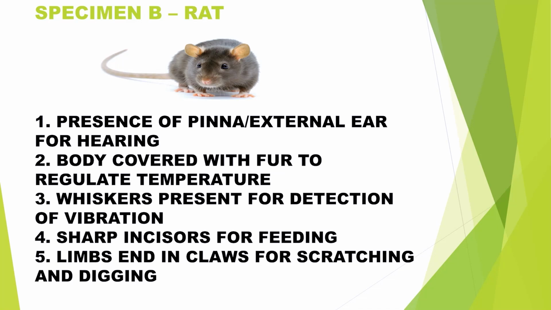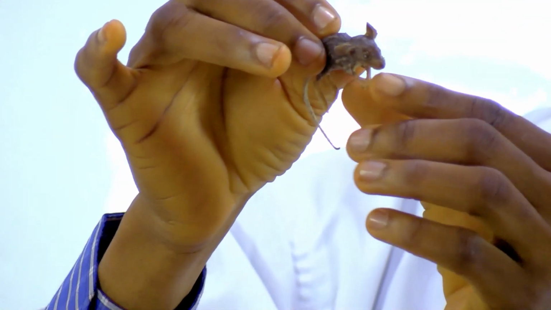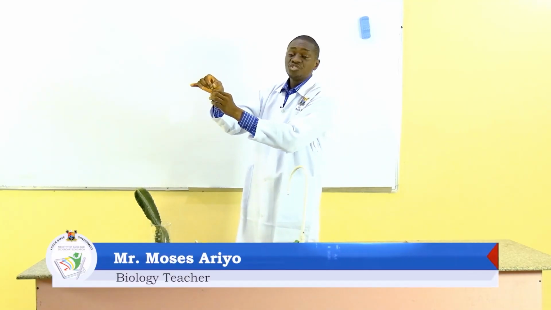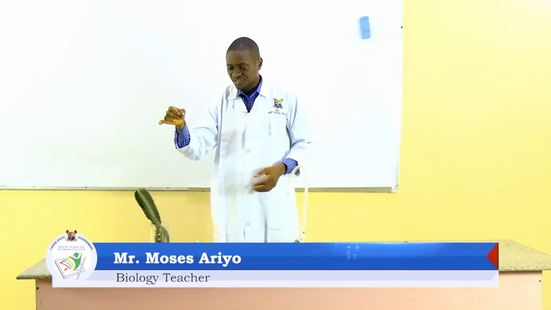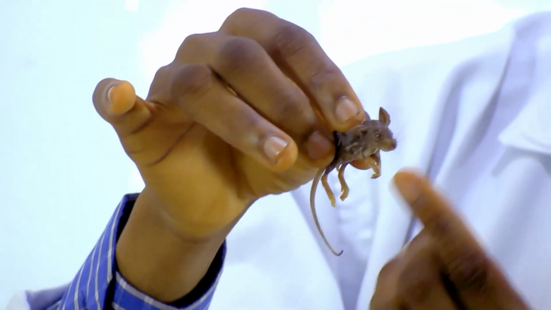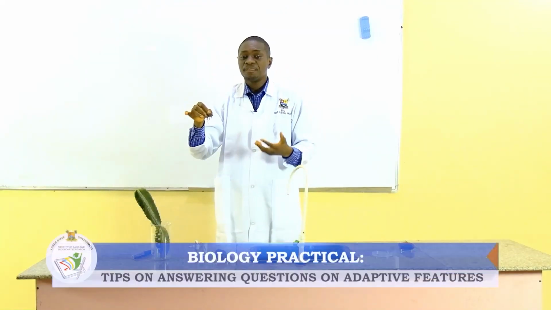Then, lastly, as you can see, it has limbs. The limbs at the front part are called the forelimbs, and the ones behind are called hind limbs. The hind limbs, when you observe it, also end with claws. This enables the animal to be able to dig and to be able to scratch.